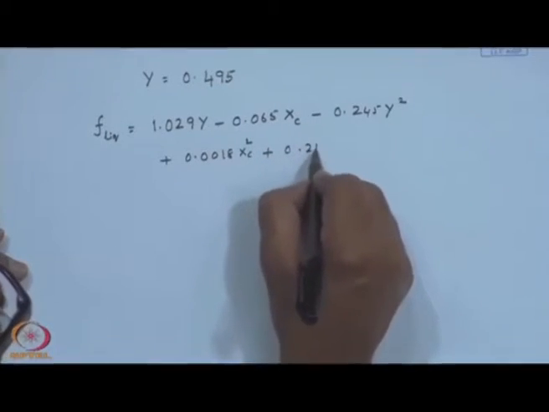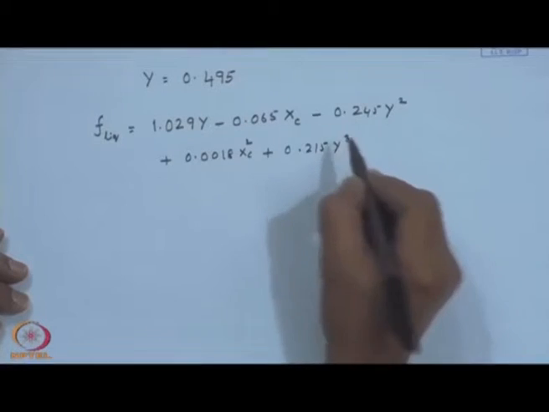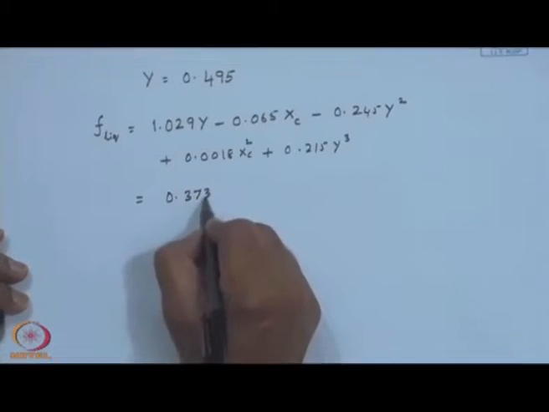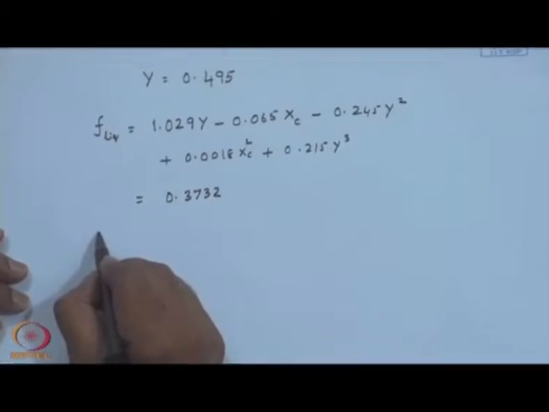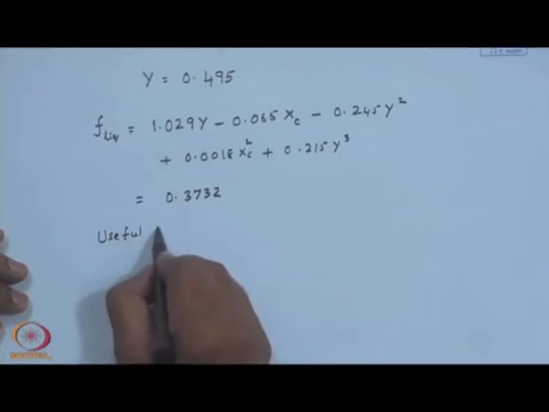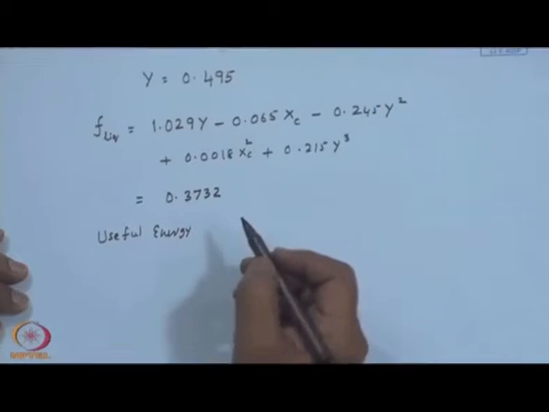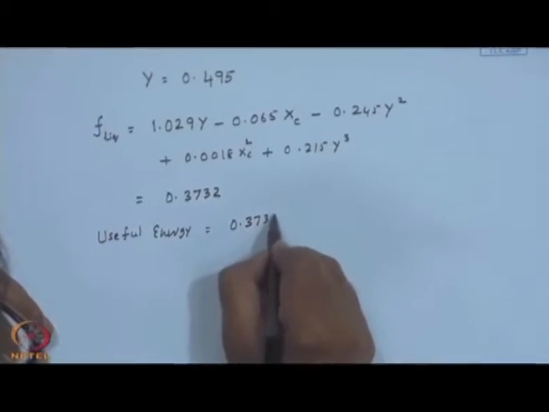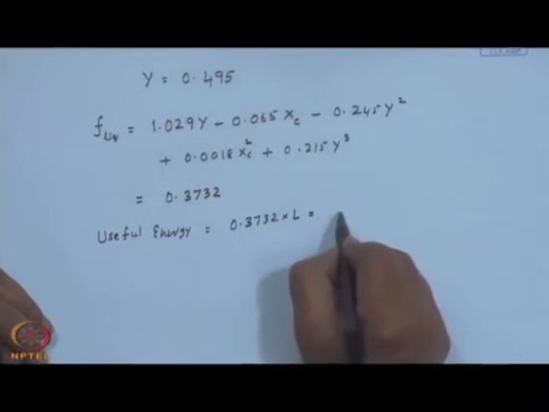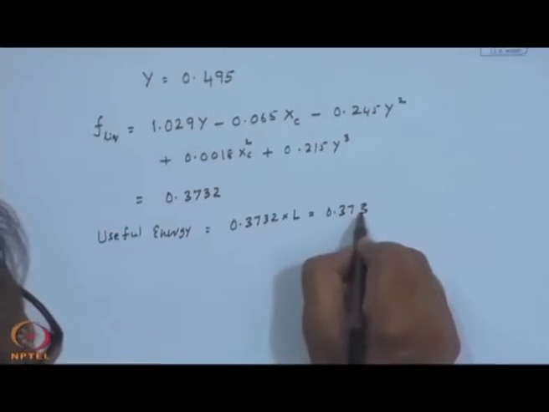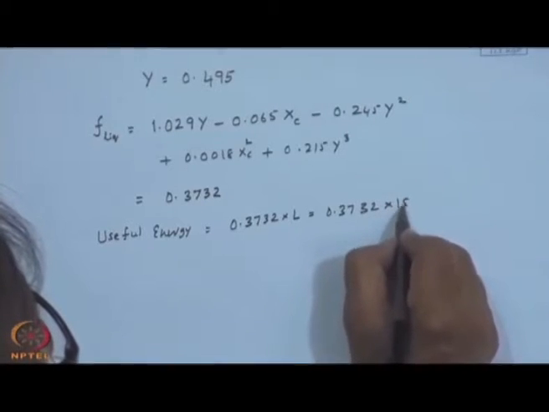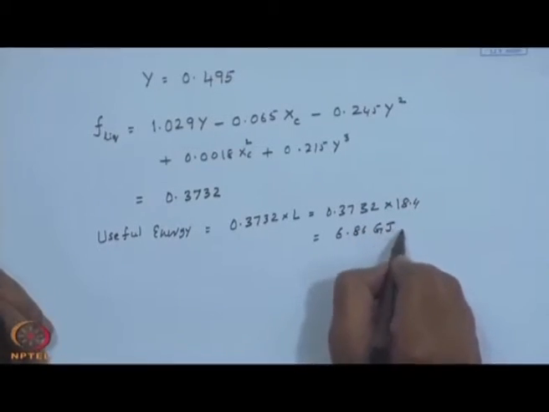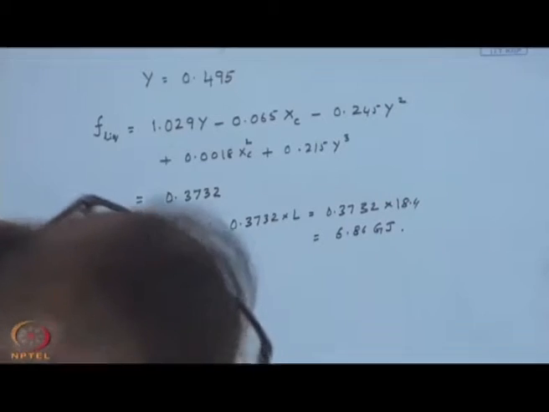plus 0.215 y cube. So, this comes to be 0.3732. So, useful energy delivered by the solar energy system to meet the load will be the solar load fraction times L, that will be 0.3732 times 18.4, that will be equal to 6.86 gigajoules. Okay. So, this is the F chart method.